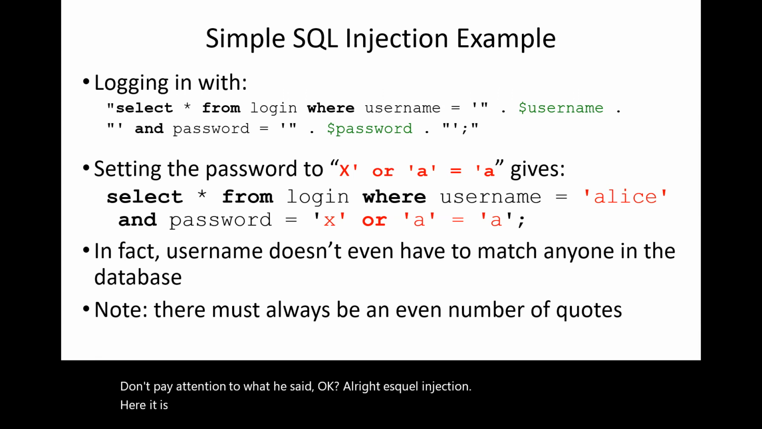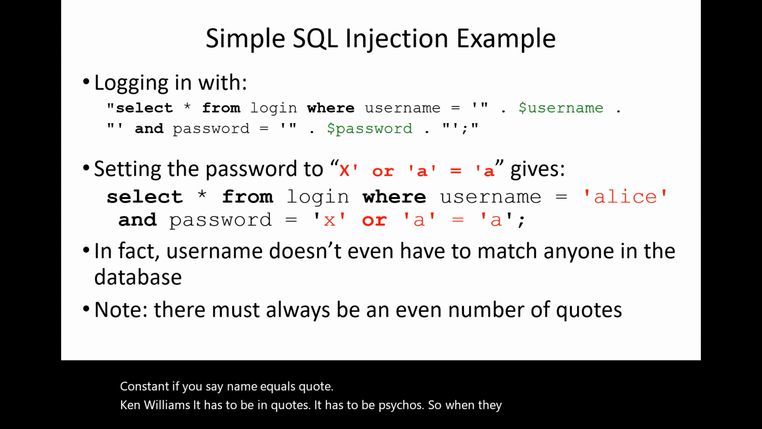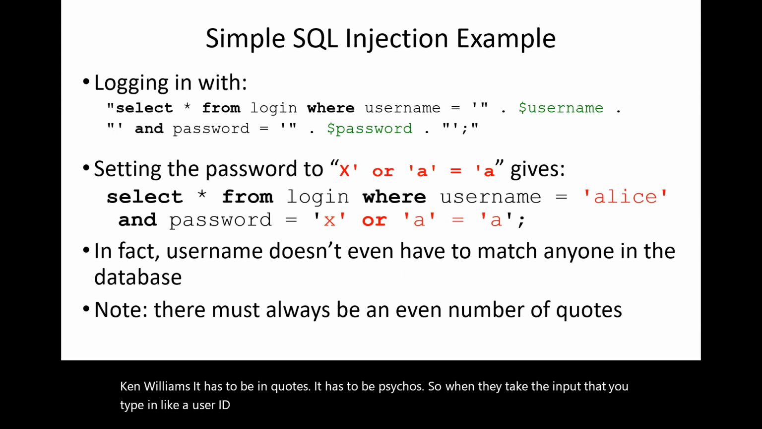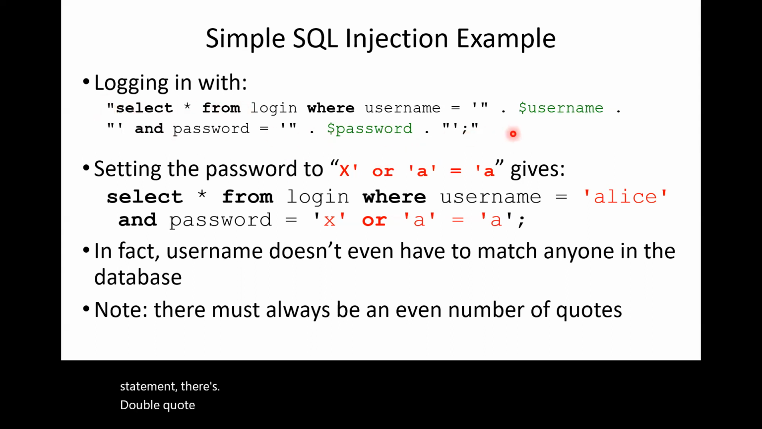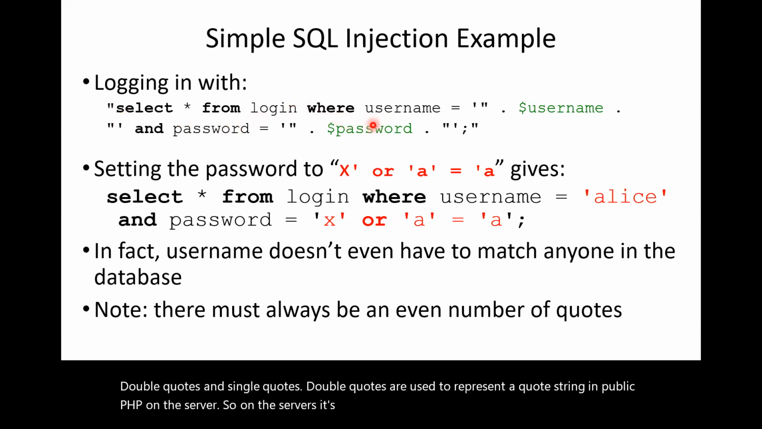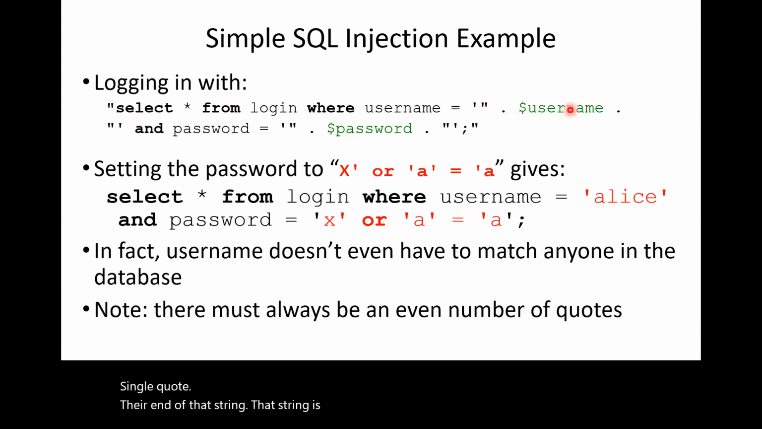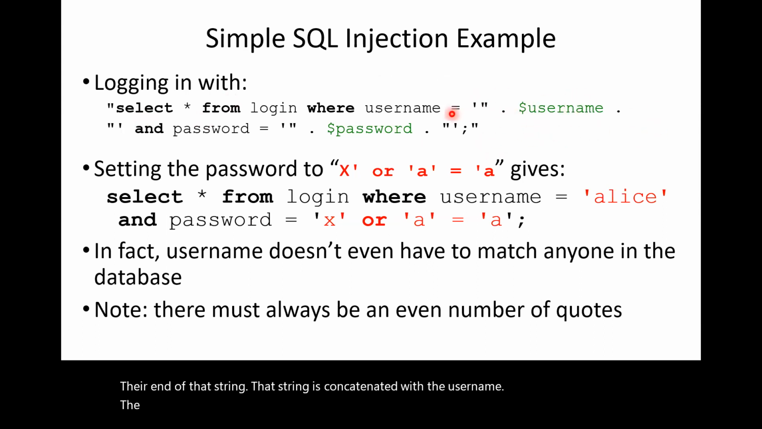Okay. All right. SQL injection. Here it is. The thing to remember in SQL, if you have a character constant, if you say name equals 'Ken Williams', it has to be inside quotes. So when they take the input that you type in, like a user ID and password, it puts quotes around it. If we look at the select statement, there are double quotes and single quotes. Double quotes are used to represent a string in PHP on the server. So on the server, it says select star from login where username equals single quote. The end of that string is concatenated with the username. The period is concatenation in PHP.